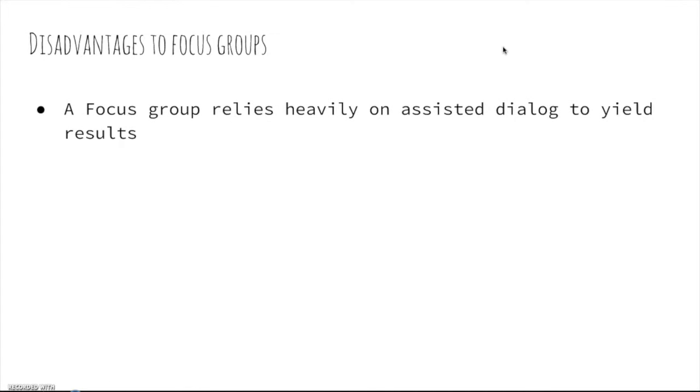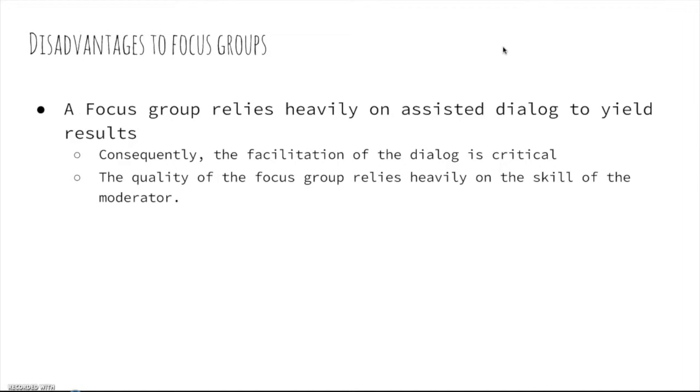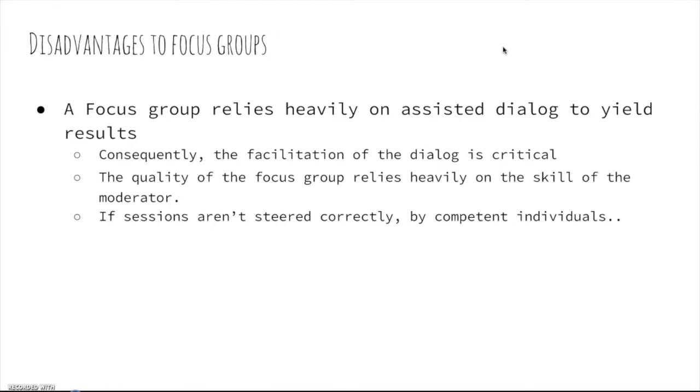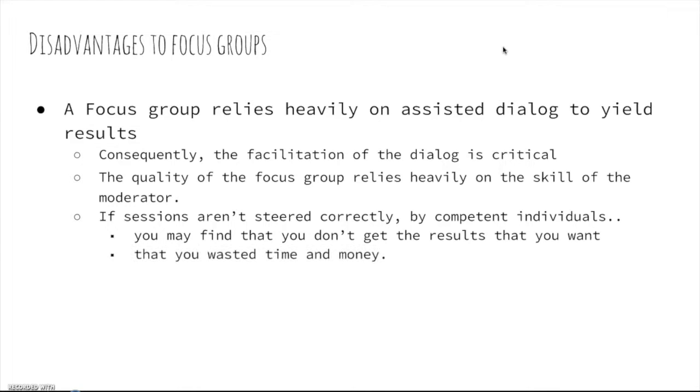Now, along with the advantages comes disadvantages to a focus group. So, for example, a focus group relies heavily on assisted dialogue to yield results. Consequently, the facilitation of the dialogue is critical. This means that the quality of a focus group relies heavily on the skill of the moderator. If sessions aren't steered correctly by competent individuals, then you may find that you don't get the results you want, and consequently, you may end up wasting time and wasting money.